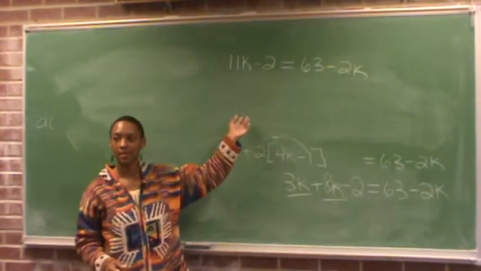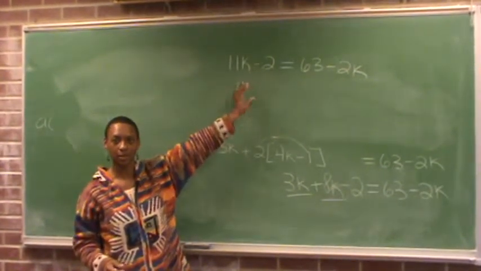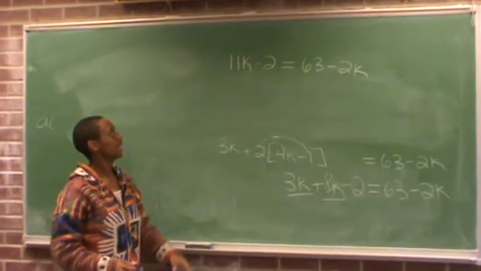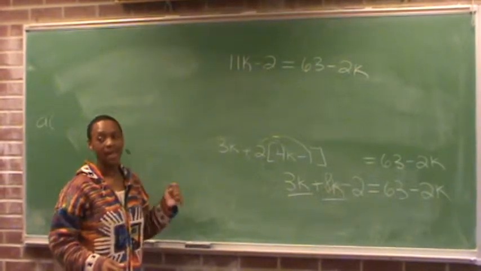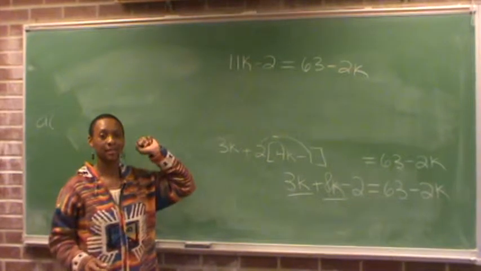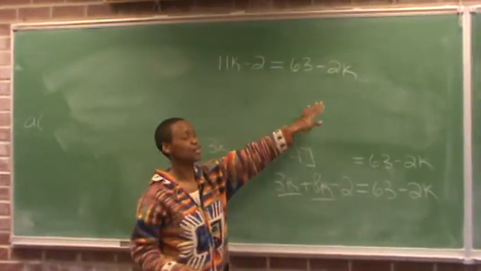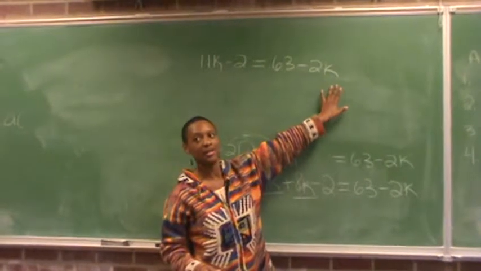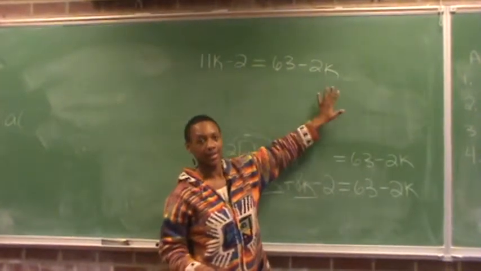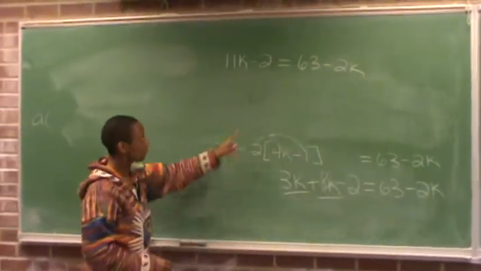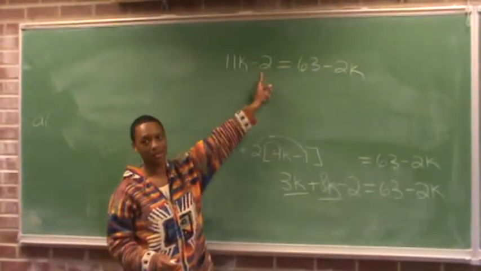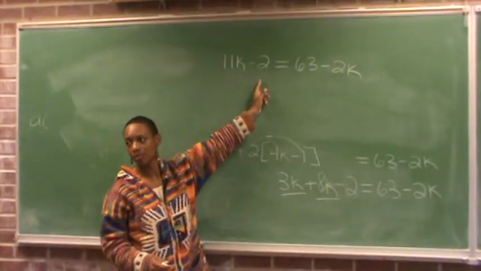So once I make my decision as to what side I'm going to have my variable on, then I say every term that does not have a variable needs to get away from the left side. It can't be on the left side. Any term that does have the variable needs to be on the left side. It can't be on the right side. So this 2 right here doesn't have a variable, and so it's in the wrong place.